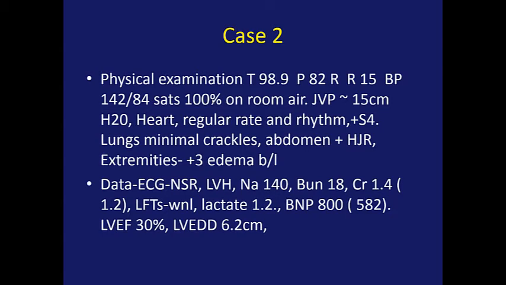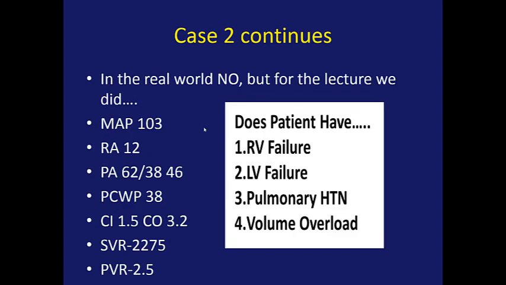ECG shows normal sinus rhythm. He has some LVH on EKG, the pattern. Sodium is okay. Creatinine is 1.4. LFTs, lactate are normal. His BNP is a little elevated from his baseline, and his EF is 30%. So for some reason they did a right heart cath in this guy, but they shouldn't have. So basically this guy kind of has the same pattern.